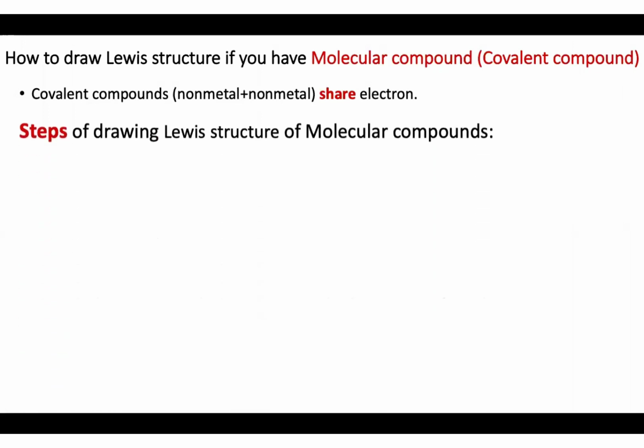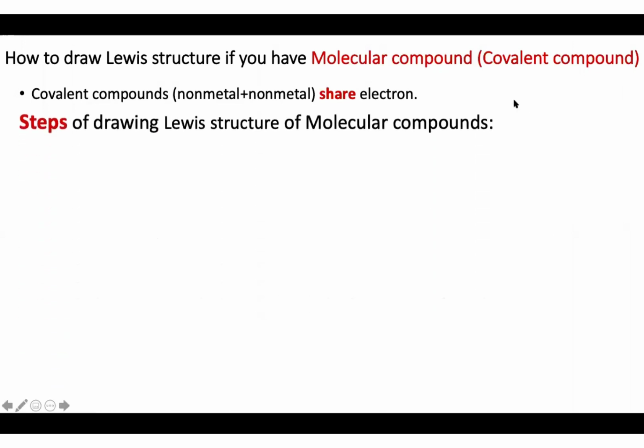Let's draw the Lewis structure for molecular compounds, or covalent compounds. That is really important. It's different from drawing the Lewis structure for ionic compounds. So please pay attention. It's like rules. If you follow the rules, you basically never get a wrong answer.